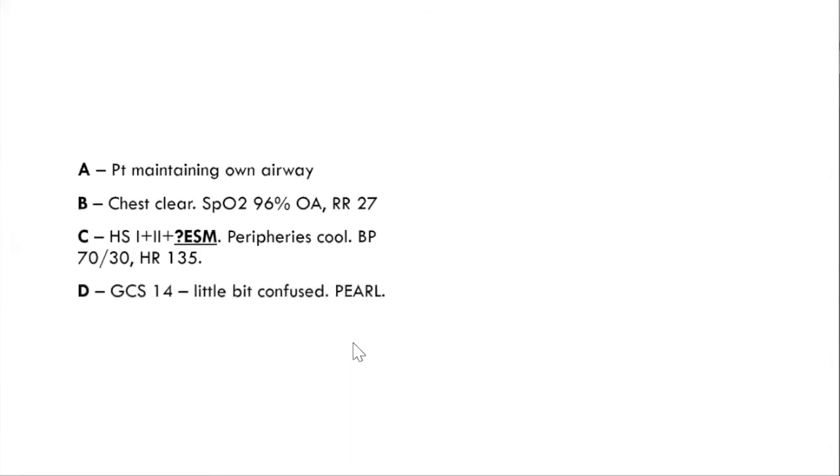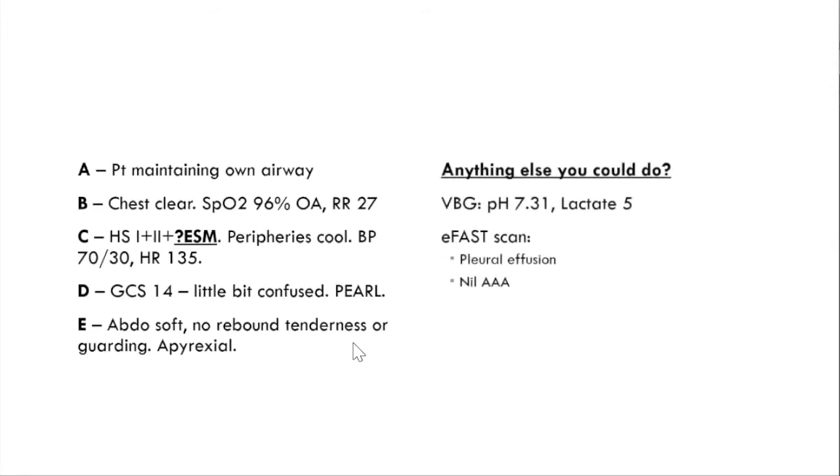GCS 14 because he loses a point because he's a bit confused, but his pupils are equal and reactive to light, and his abdomen's soft. There's no surgical kind of picture there. He's apyrexial. In terms of other things that might be helpful, like I said, we almost always look for a lactate, so we do a venous blood gas. He's slightly acidotic, and his lactate is 5, so it's definitely raised. So we're worried there's something going on here. There's something causing hypoperfusion.